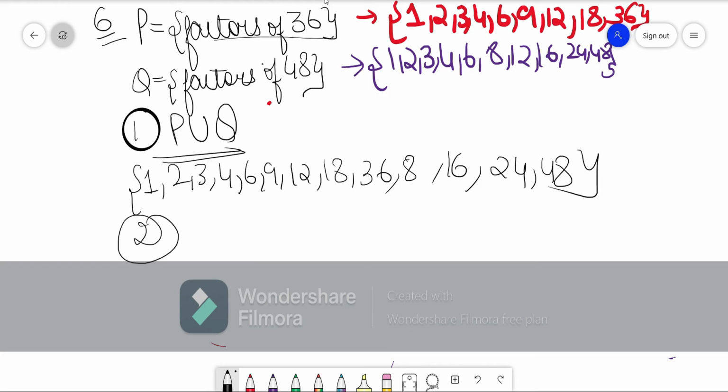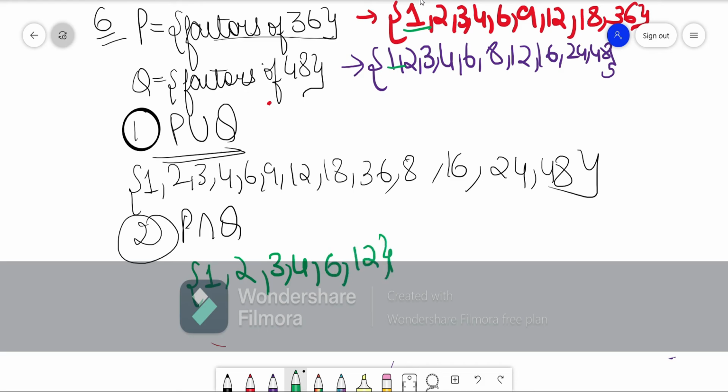The second part, what they are asking is P intersection Q. That is the common elements from these, right? So what are the common elements from these? 1, let me write that first. 1, 2 is also common, 3 also common, 4 also common, 6 also common, 12 also common, right? So these are the only things that are common in the sets. So P intersection Q is this, right? Let's move on to the third part.